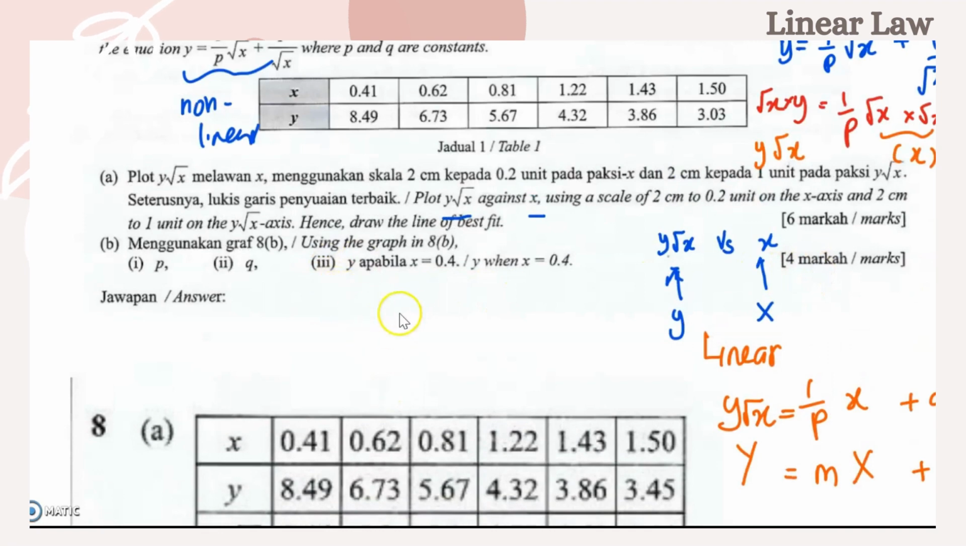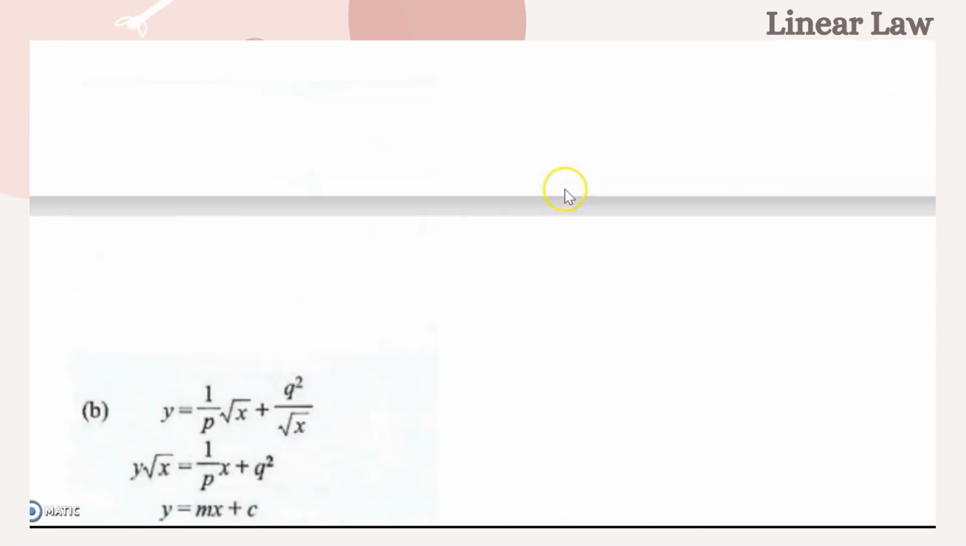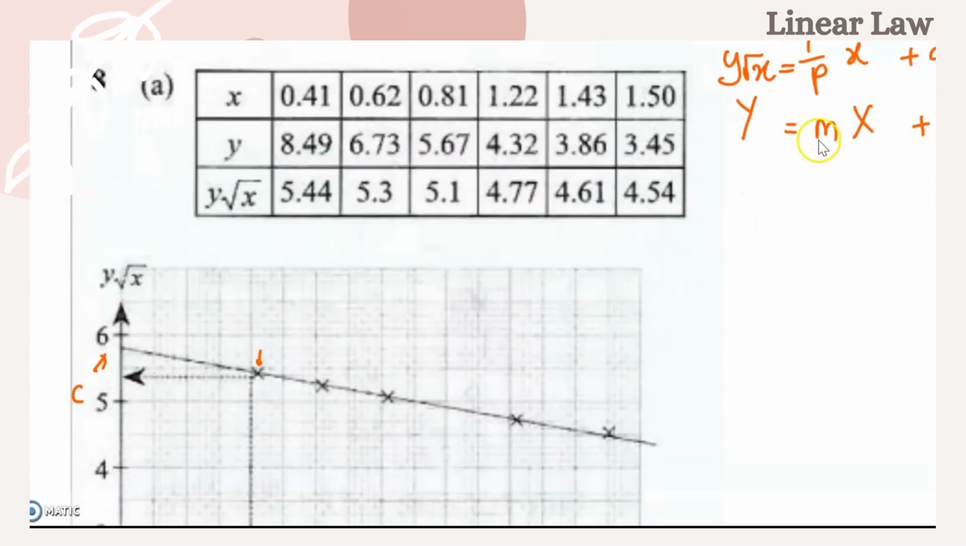Okay, using the graph in 8b, find the value for p, the value for q, and also the value of y when x is equal to 0.4. Before we answer this question, first you have to reduce this nonlinear equation into a linear equation. As we did just now, this is the linear equation. After we apply the linear law, we get the linear equation: this one is the y function, this one is m, this is the x function, and this is the c.